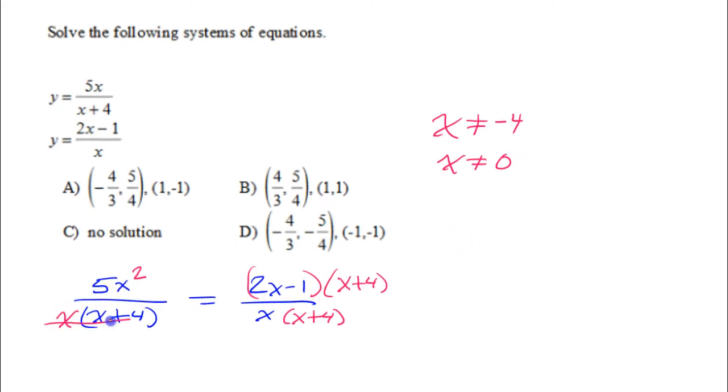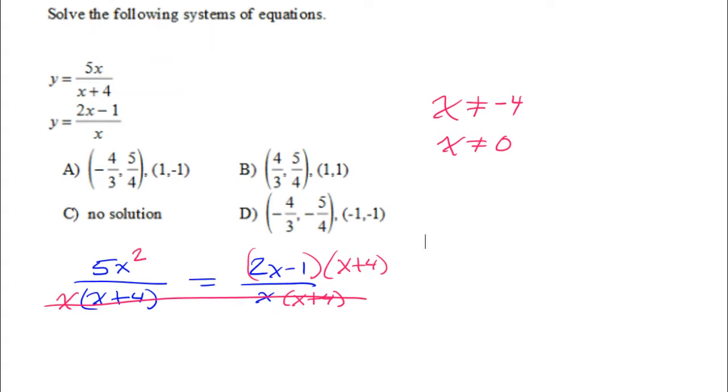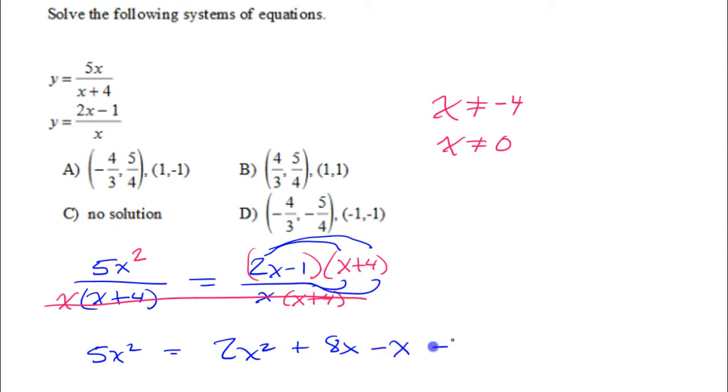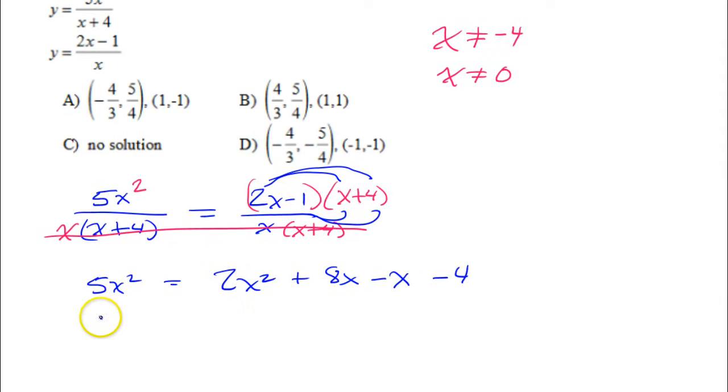Now, since the denominators are the same, we can throw out those like denominators and make a new equation using the numerators. So I have 5x squared equals. Now I'm going to have to double distribute here. So 2x times x is 2x squared. 2x times 4 is 8x. Negative 1 times x is negative x. And negative 1 times 4 is negative 4. So that's 5x squared is equal to 2x squared plus 7x minus 4, combining like terms.